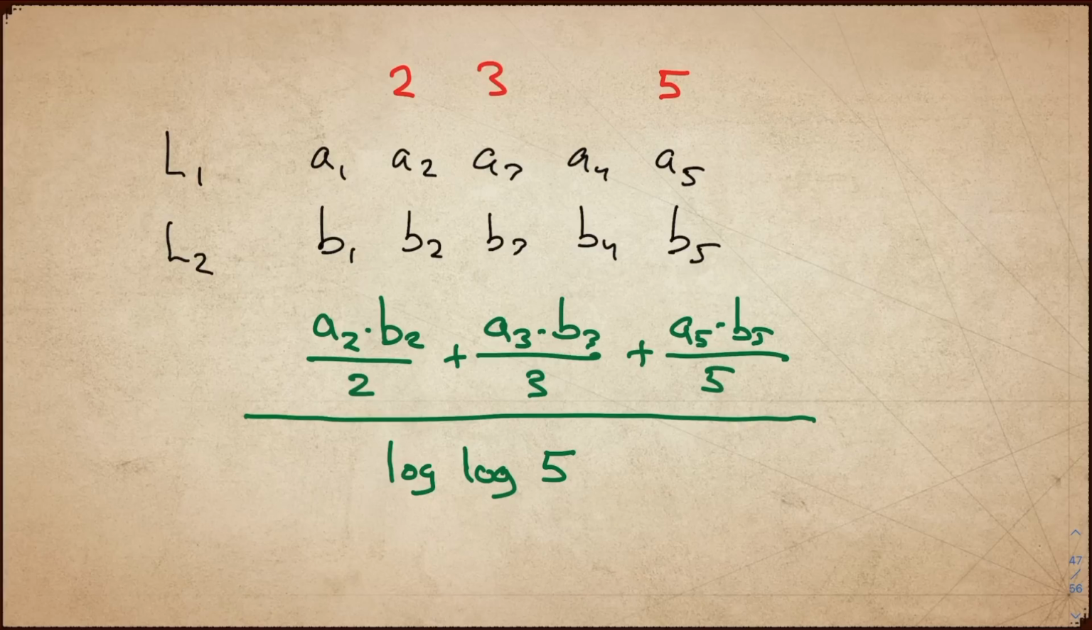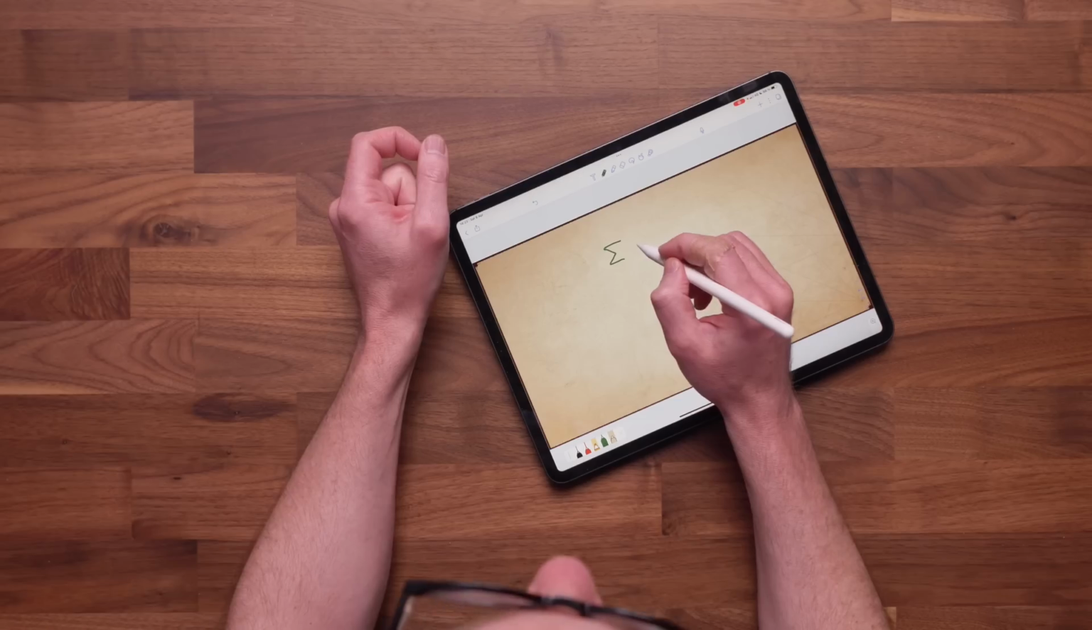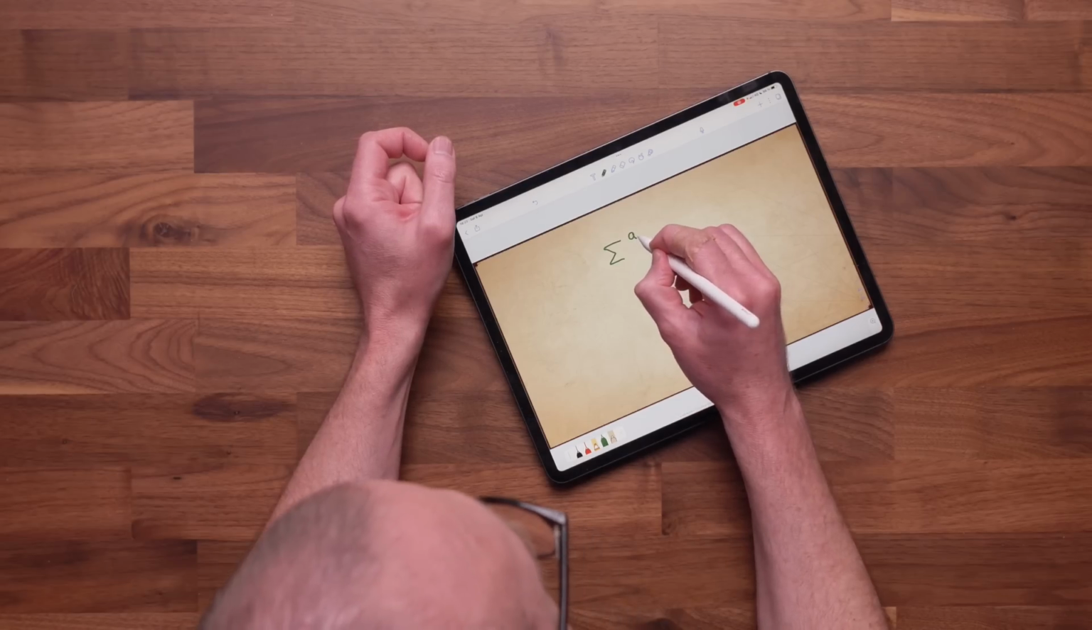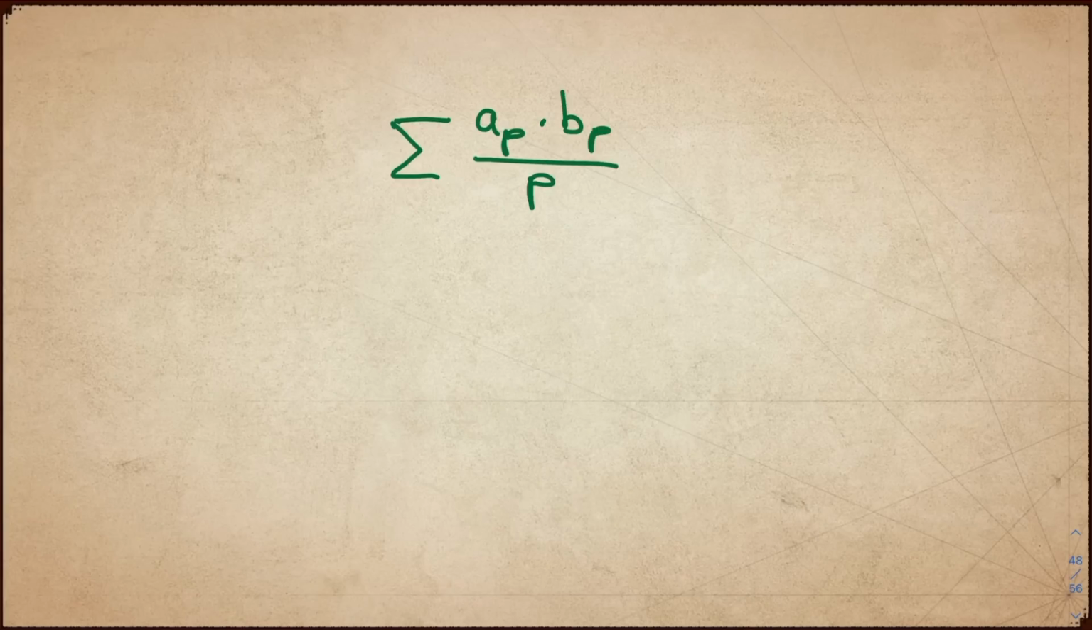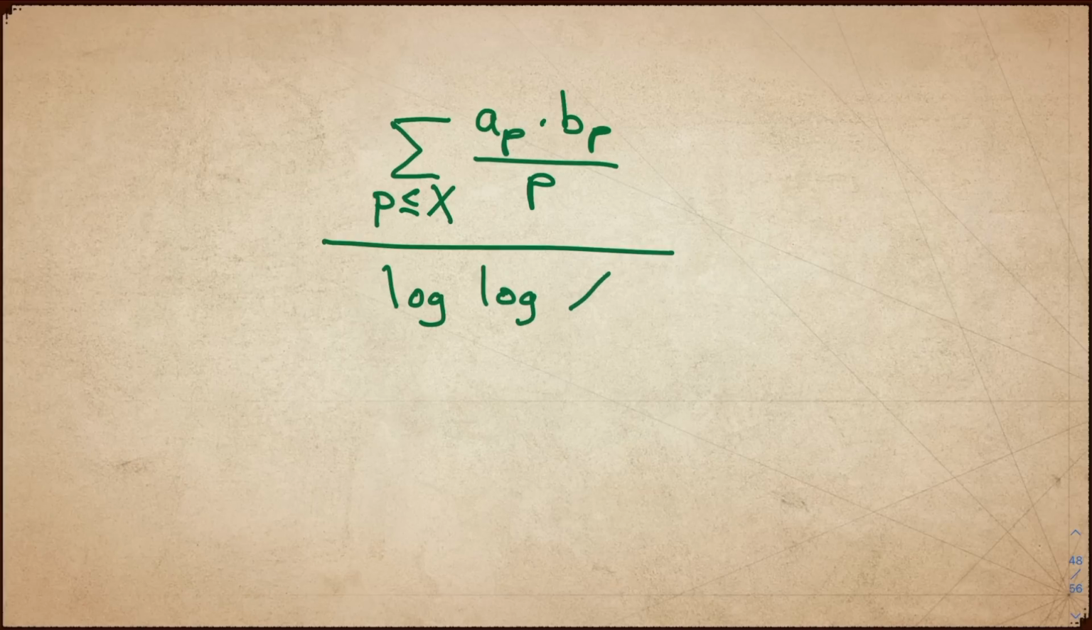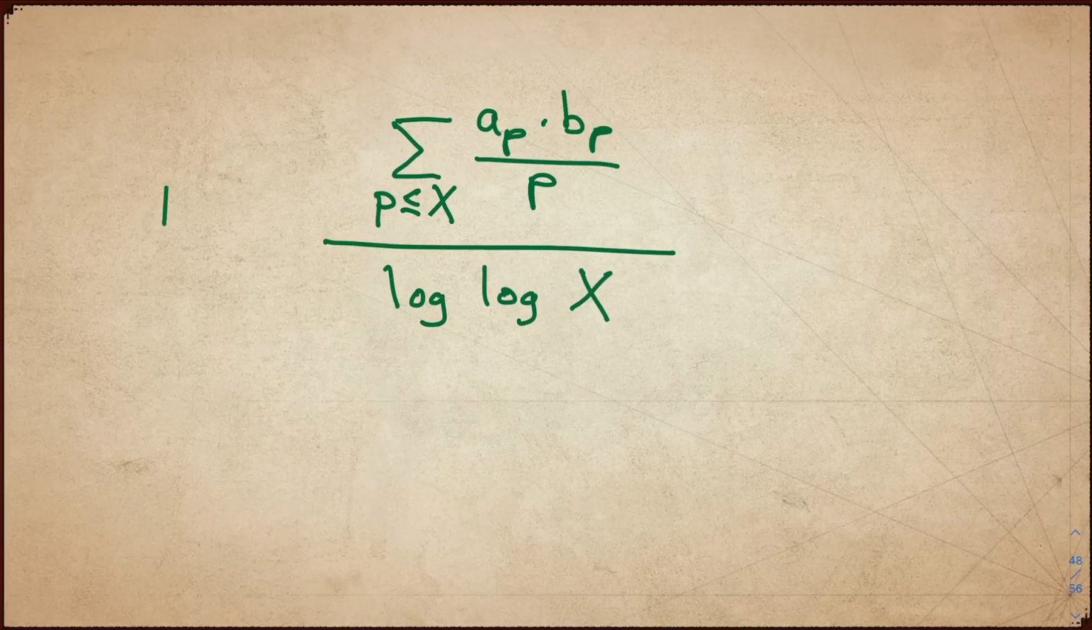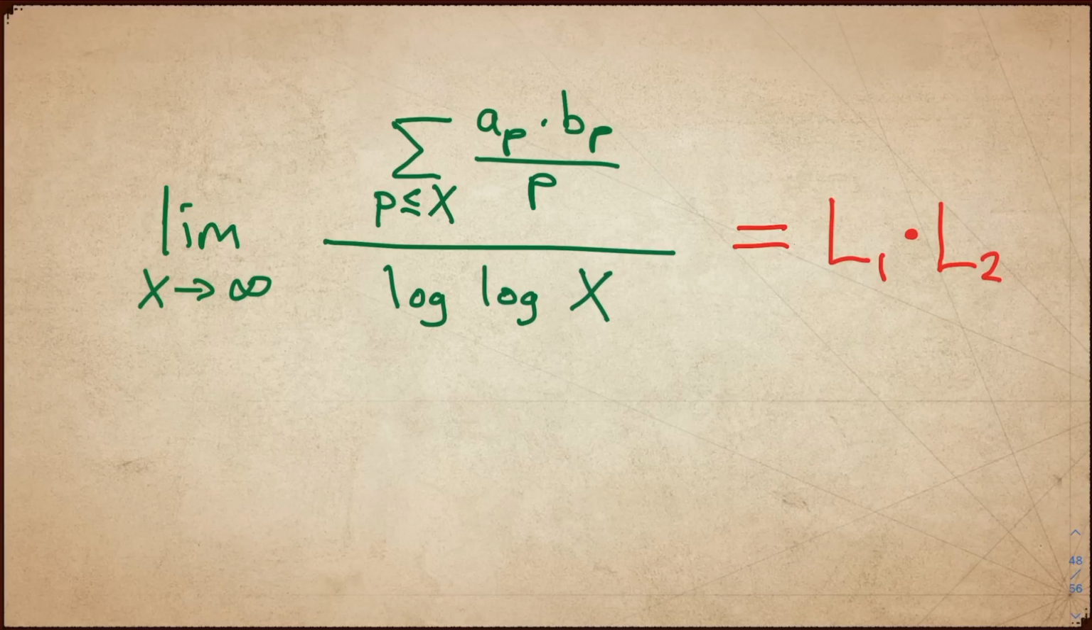I can do this again for some larger bound x. I take the sum of AP times BP divided by P for all primes up to that bound x. Then I divide by log x. Again, that's just a number. Finally, I take the limit of these numbers as x goes to infinity. If the limit exists, it's some number again, and this number is, by definition, the inner product of L1 and L2.